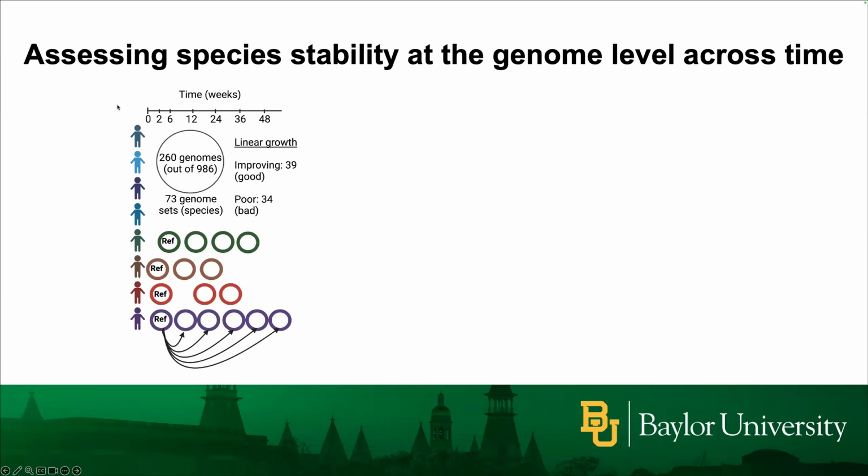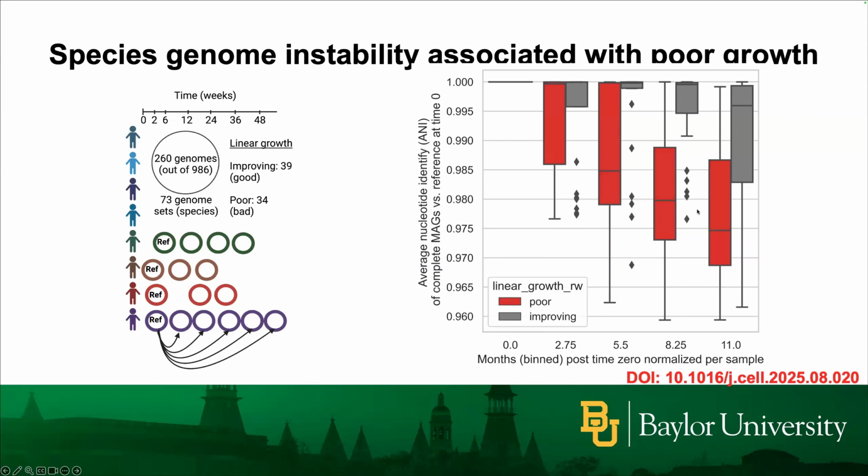And we looked at this in these 8 participants. So again, 4 had improving linear growth, 4 had worsening linear growth. And what we found, which was really interesting, is that children with poor linear growth had a higher change or differences in the genome average nucleotide identity over time. And this suggests that either the genome species are evolving or they're being replaced by similar organisms. And it suggests stability or instability in the microbial genomes as an association or an indicator of gut health or linear growth status.